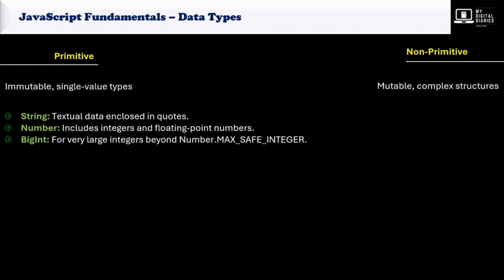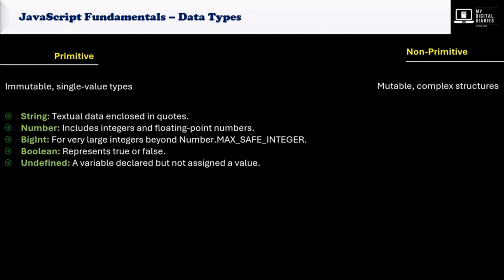BigInt is for integers larger than what a number can safely represent, and that limit is given in Number.MAX_SAFE_INTEGER. If your number is more than this, then you can use a BigInt. So BigInt represents those big numbers. Boolean just represents true or false. Then you have undefined. Undefined means declared but not assigned data. So when your variable is declared but you have not assigned any value, it will be undefined.